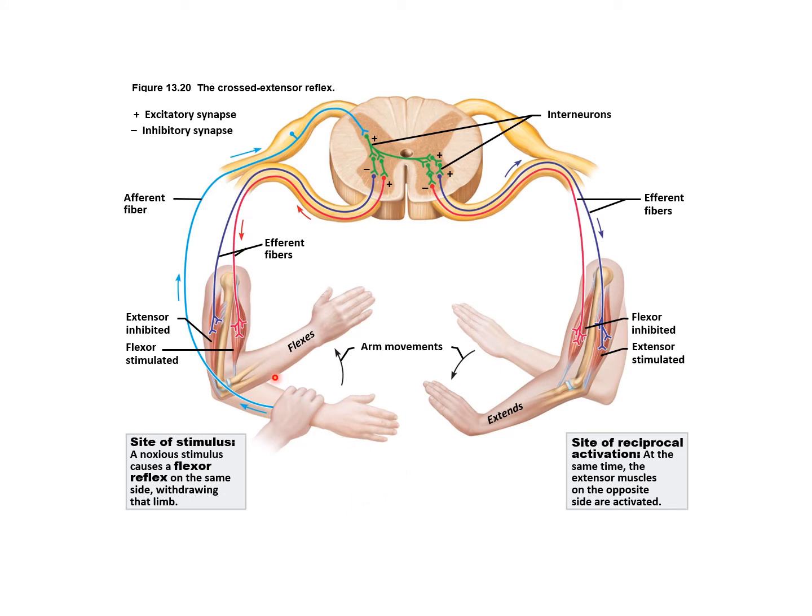Here's an example of that particular reflex. And I see in my mind the Three Stooges when I think of this reflex. We pull the arm on one side and the other side whacks out and knocks somebody upside the head.